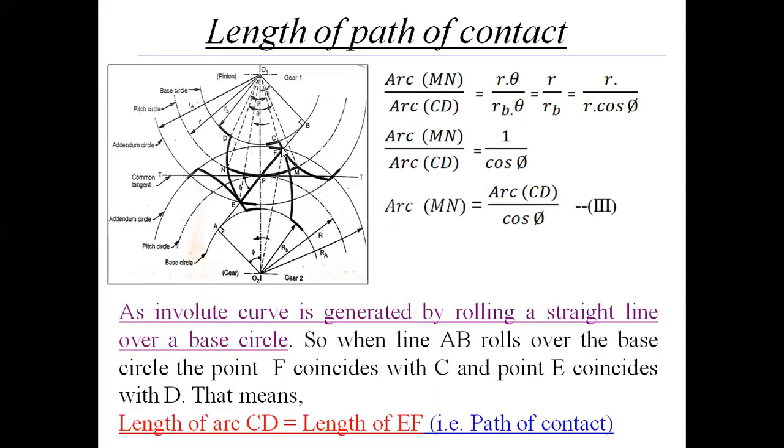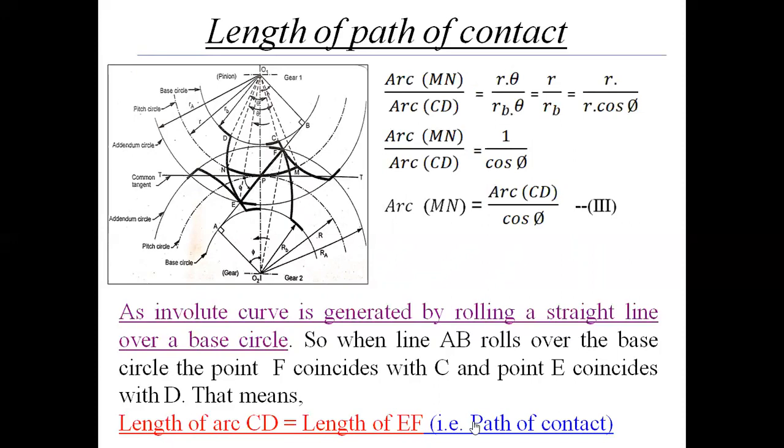due to rolling on the base circle. The point F coincides with C and point E coincides with D. That means the straight line EF is equal to the arc CD. So arc CD is equal to FE.